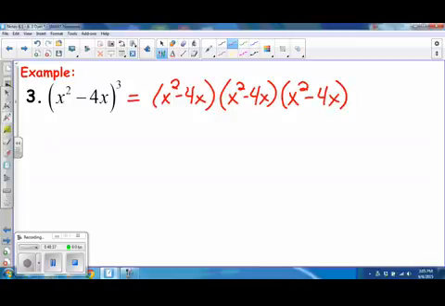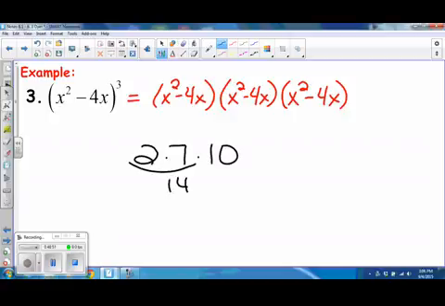Now, let me ask you this. If I said 2 times 7 times 10, you would work your way from left to right, correct? You would do 2 times 7, and you would get 14, and then you would multiply that times 10, right? This works the same way.